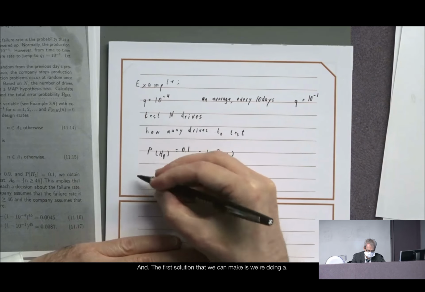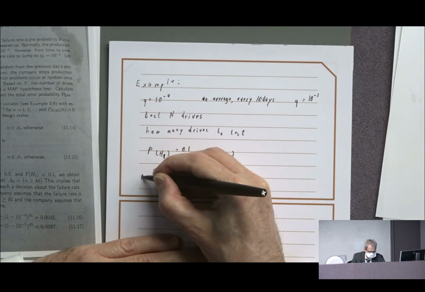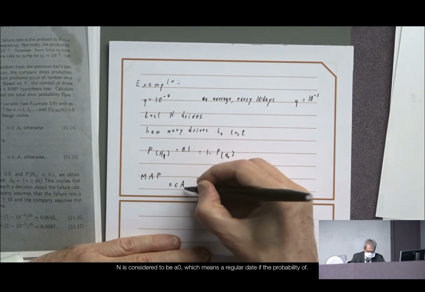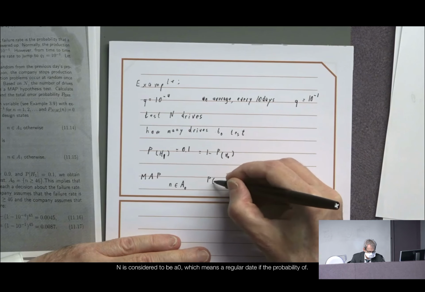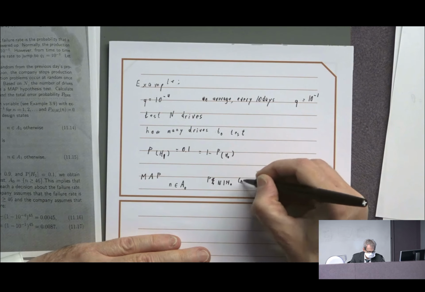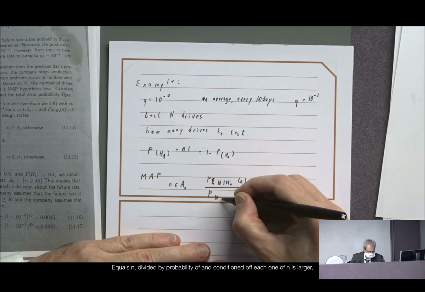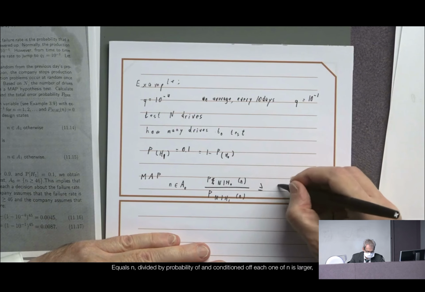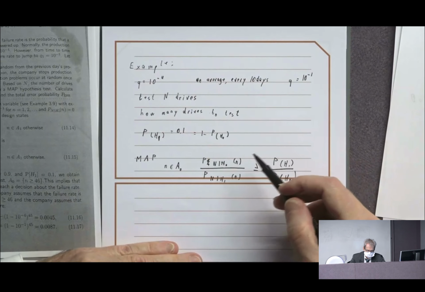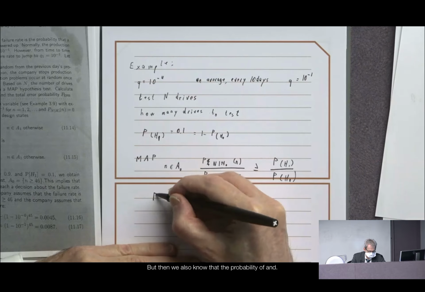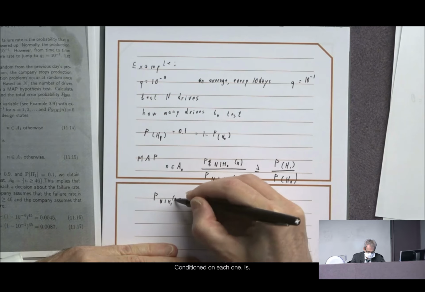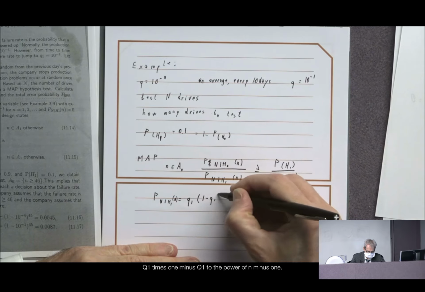the first solution that we can make is we're doing a MAP estimation. So we're saying n is considered to be A0, which means regular day, if the probability of n conditioned on H0 divided by the probability of n conditioned on H1 is larger or equal to the probability of H1 divided by the probability of H0. And then we also know that the probability of n conditioned on H1 is Q1 times 1 minus Q1 to the power of n minus 1.